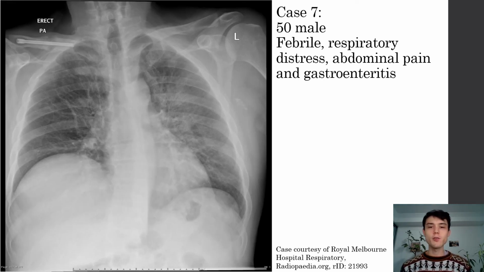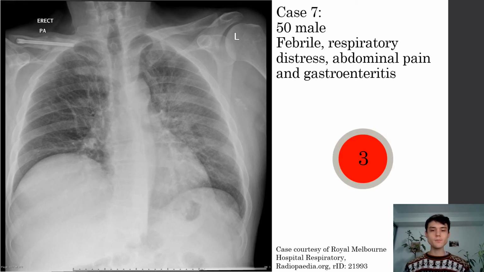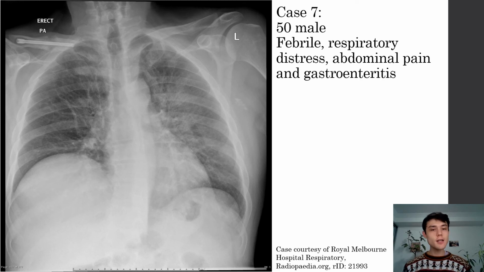Case 7, we have a 50-year-old male who presents with a fever, respiratory distress, abdominal pain, and gastroenteritis. So this chest X-ray is another example of pneumonia, but yet again with quite a different chest X-ray appearance. So this is a bit unusual for pneumonia because you see this reticular pattern where you see this network of lines, which is mainly on the left, but you also see in the right lung.